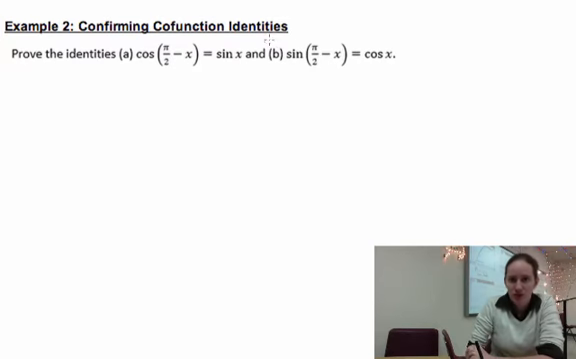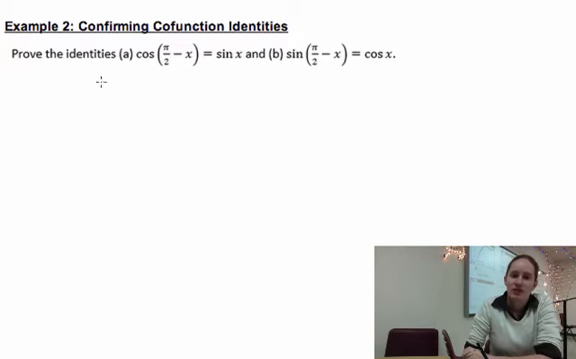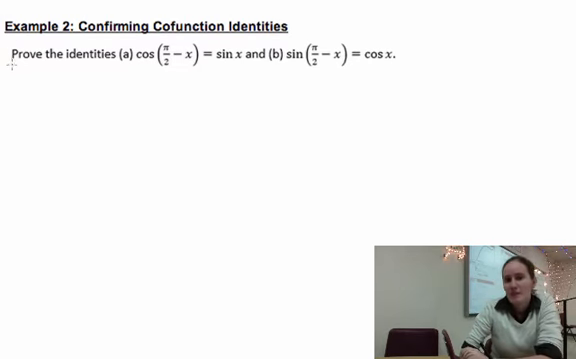Example 2, confirming cofunction identities. So you may have wondered when we started in 5.1, how did we come up with some of these identities? For the cofunction identities, one way to prove them would be to use the sum and difference identities. It should make sense that they go together because of what we did when graphing sine and cosine, that cosine and sine are just shifts of each other. But to actually prove it algebraically, we're going to use the sum and difference formulas.